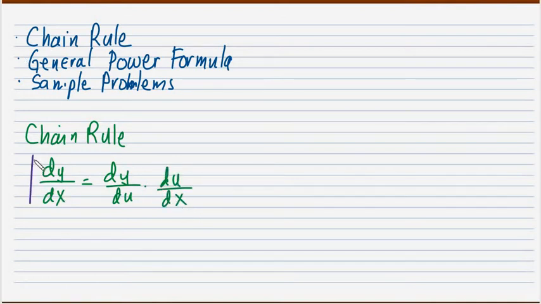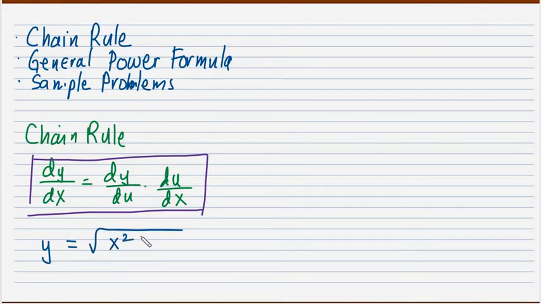Now, this rule applies because let's say you have y is equal to the square root of x squared plus 1. You cannot simply apply the derivative of x to the n in that matter. In this case, it would simply fail because you have u as a function of x, wherein in the problem's case, u is equal to x squared plus 1. Okay, so if we apply the chain rule, we will obtain the general power formula. So let's go to our next page.